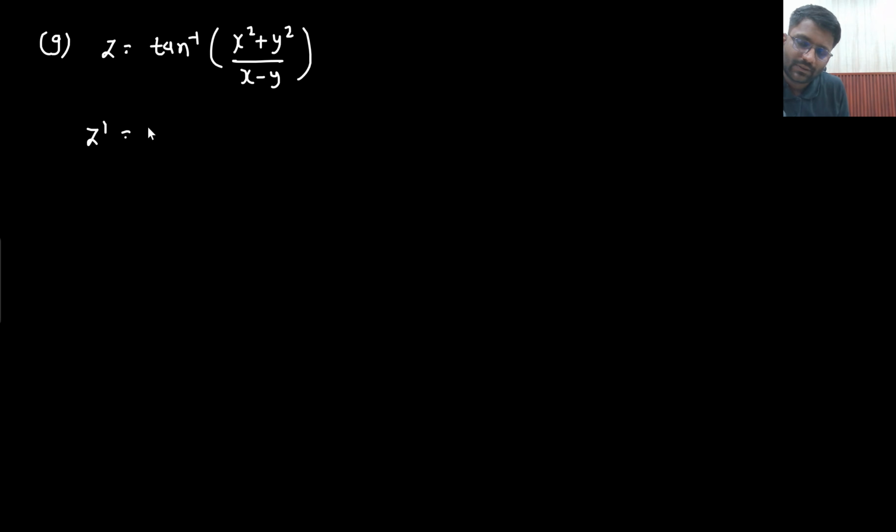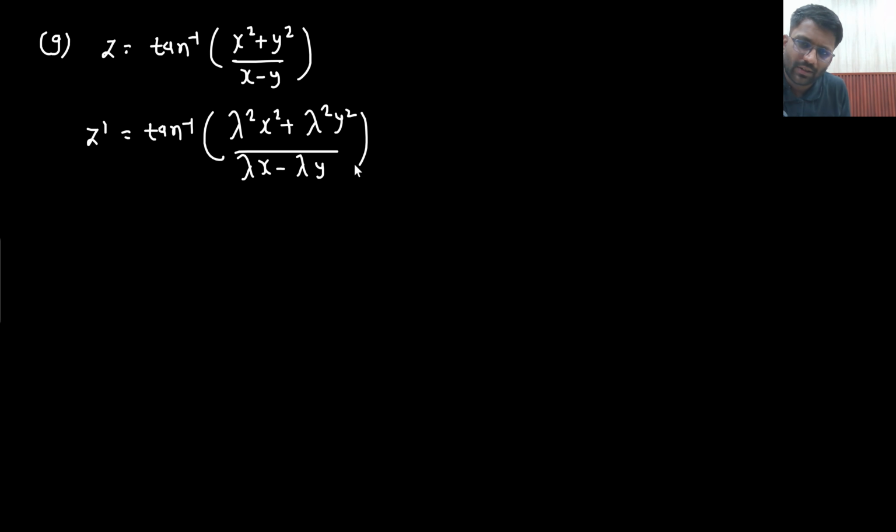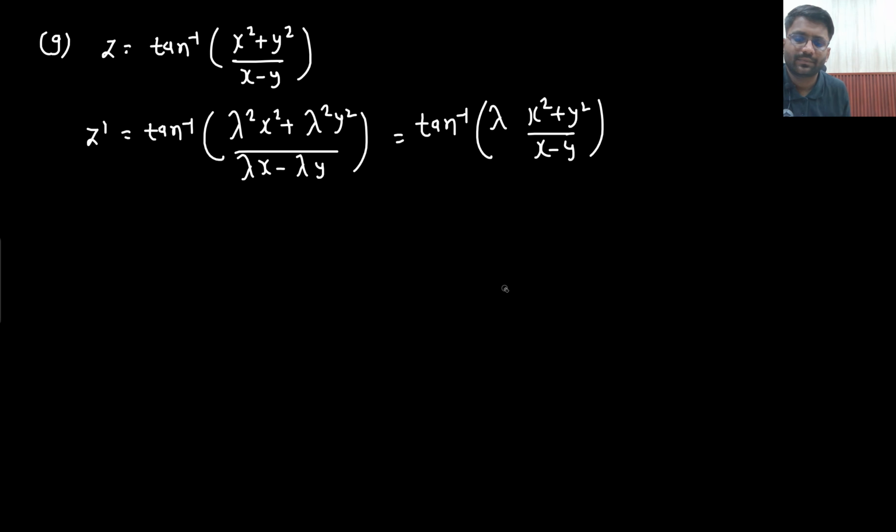So what will be your z dash? Tan inverse of lambda square x square, in place of x you will put lambda x, lambda square y square, divided by lambda x minus lambda y. What are you getting? You take lambda square common in the numerator, lambda common in the denominator. So lambda and lambda square get cancelled out, and you will be getting lambda here, and inside what you are getting? x square plus y square upon x minus y.